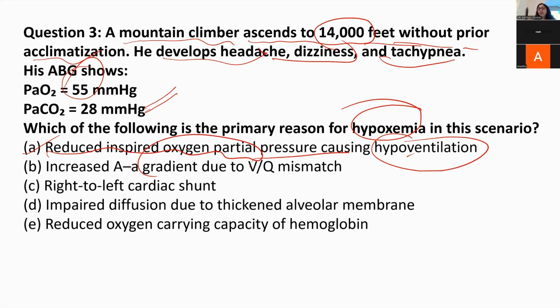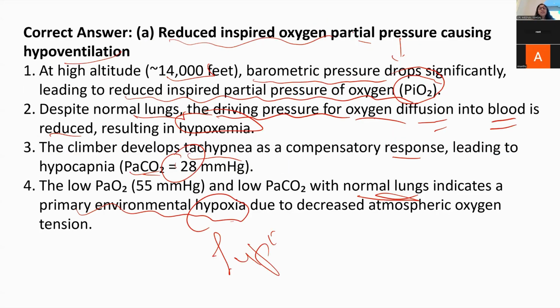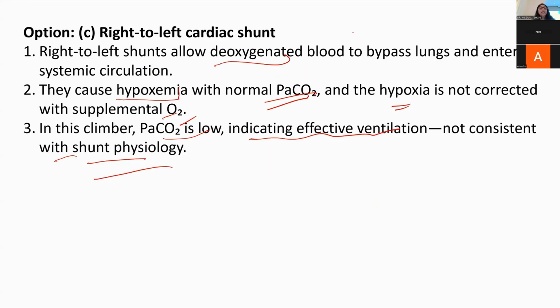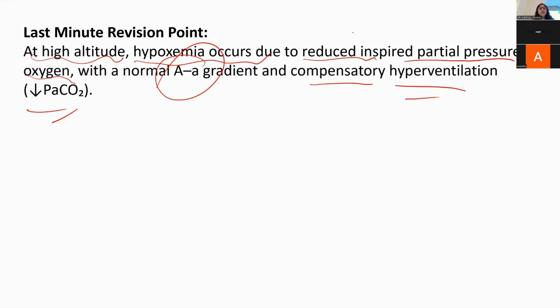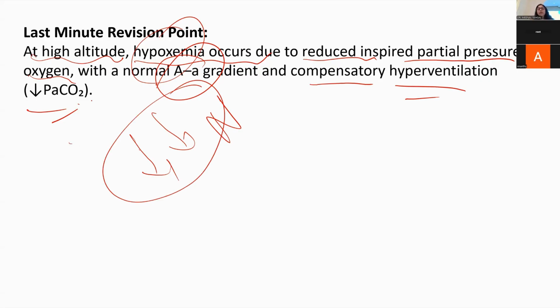This was mountain sickness, or being at high altitude, because the atmospheric oxygen is reduced. So at high altitude we have hypoxemia because of the decreased partial pressure, a normal gradient again, and a low PaCO2. So everything here is low, but the gradient remains normal.